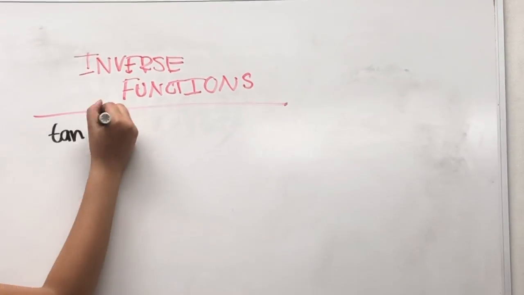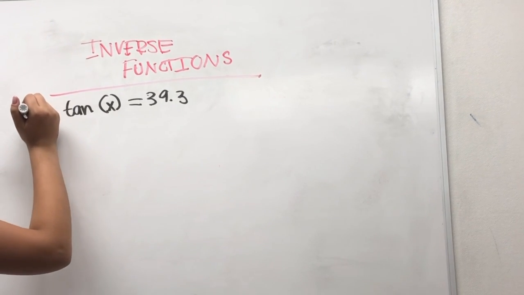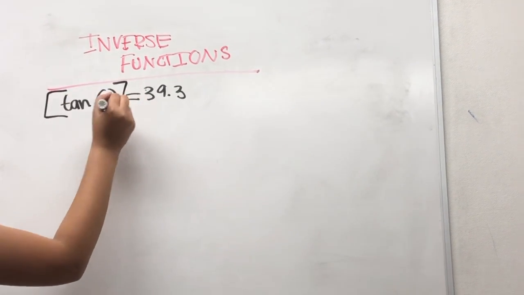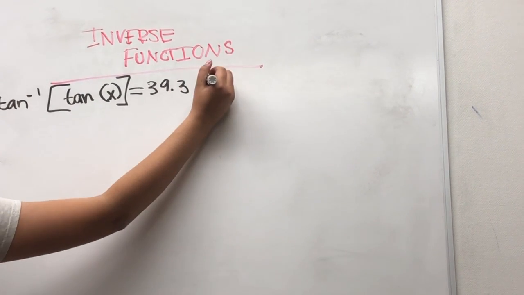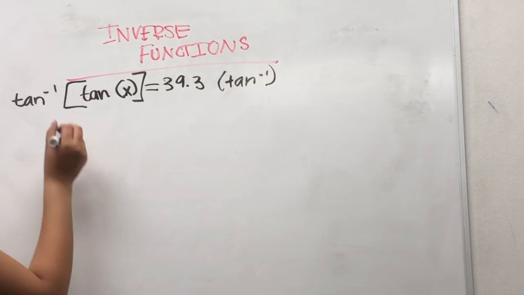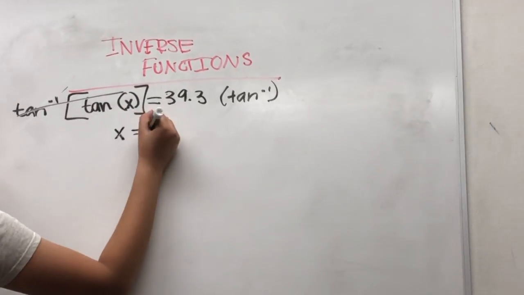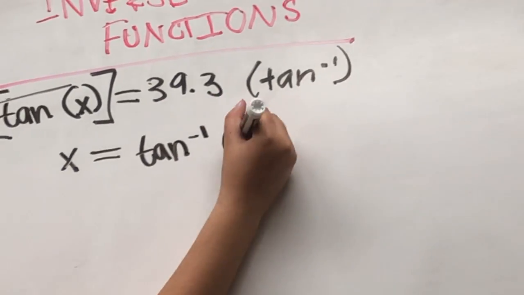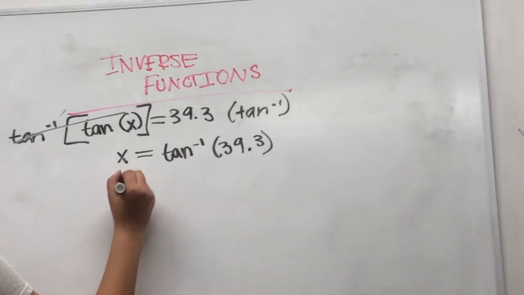Now, let's move on to inverse functions. We're going to start off with a simple equation, tangent of x equals 39.3. So our goal is to isolate x. To do that, we have to multiply each side by the inverse of tangent, so we can cancel the tangents out. So that would be the inverse of tangent times tangent of x, and then 39.3 times the inverse of tangent. So then the two tangents cancel each other out, and we get x equals 39.3, or the inverse tangent of 39.3.